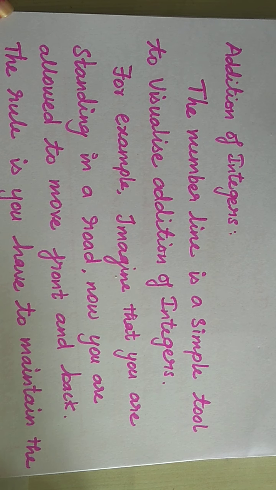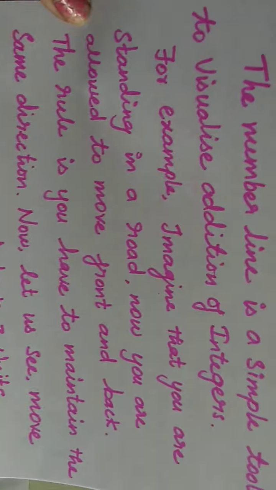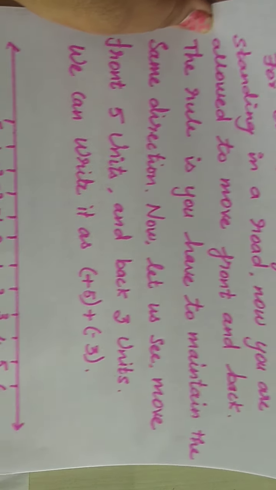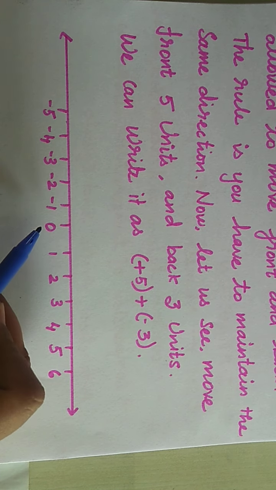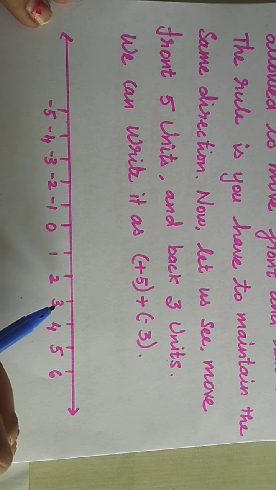Next we are going to see addition of integers. The number line is a simple tool to visualize addition of integers. For example, let us see. Now you are standing on a road, that is, you are standing here. Now you have to move front and back.